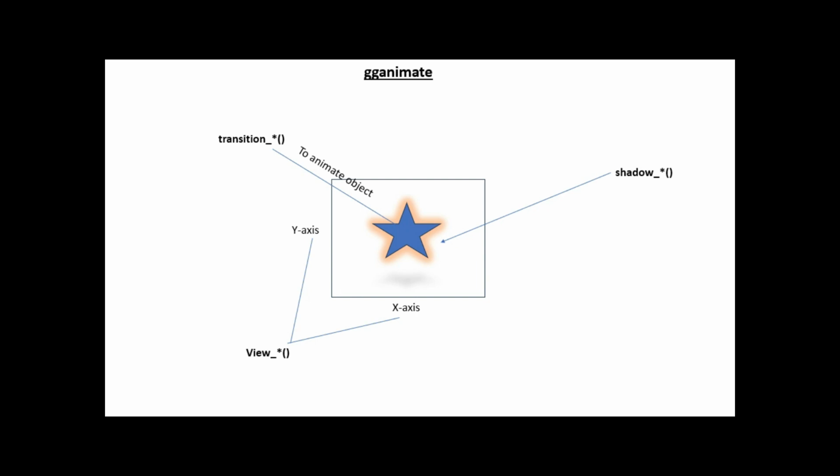If you want to create a shadow-looking object, you can use the shadow function. And if you want to change the viewport, like the x axis and y axis, then you need the view function. And if you want to change the overall look of the animation, you can use the theme aesthetic function. And those are the only things you need to create an animation using the gganimate library.